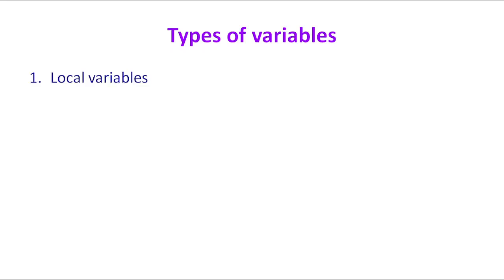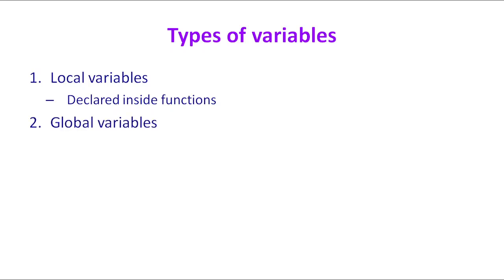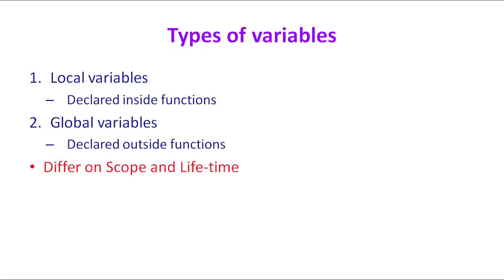The first type is the local variables, which are variables declared inside a particular function in the program. The second type is the global variables, which are variables declared outside all the functions and are not confined to any particular function. The two variables differ on their scope and lifetime. I will explain the meaning and difference between scope and lifetime of variables.